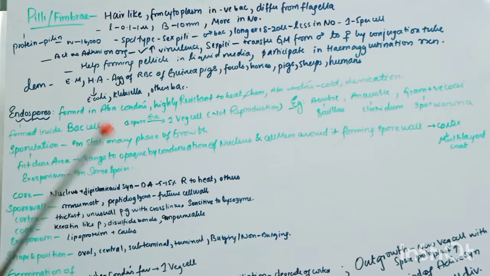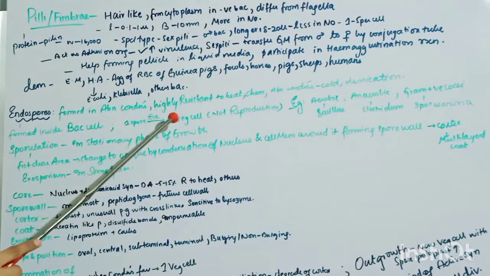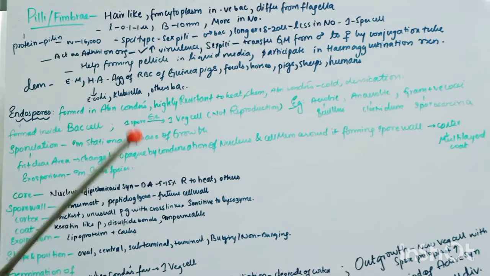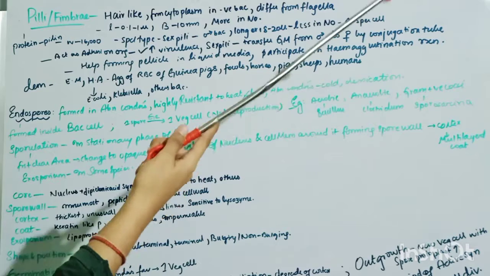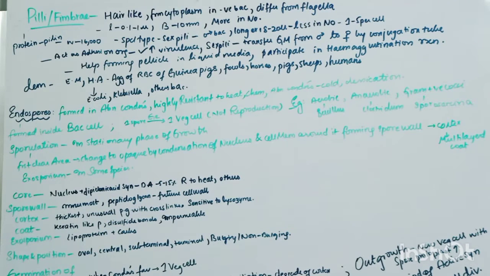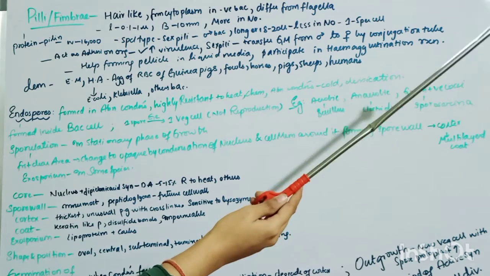Next, endospores. Endospores are usually formed in abnormal conditions. As the name says, they are formed inside the bacterial cell, and they are highly resistant to heat. Spores are formed because the condition is unfavorable, so they resist heat, chemicals, and abnormal conditions like cold and desiccation. Endospore formation is actually not reproduction, because one spore on germination gives rise to only one vegetative cell. If it were reproduction, one spore might give rise to many cells. Examples are aerobic Bacillus, anaerobic Clostridium, and the gram-positive coccus Sarcina.